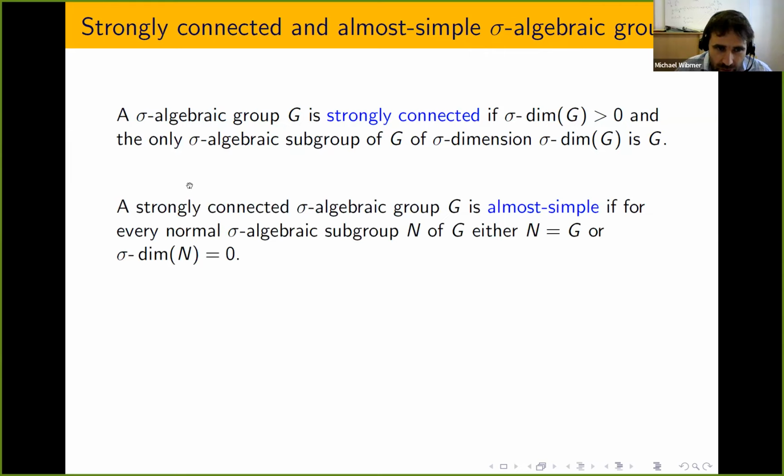And now a strongly connected difference algebraic group G is called almost simple if for every normal difference algebraic subgroup N of G, either N is equal to G or the difference dimension of N is zero. In terms of building blocks, the classical Schreier-type theorem tells you that a finite group can be built up from simple groups. Maybe you first expect the notion of just being simple, which would mean that every normal difference algebraic subgroup of G should either be G itself or a trivial group. But this is too restrictive to be useful. So we're still allowing some very small normal subgroups, very small meaning they have difference dimension zero.